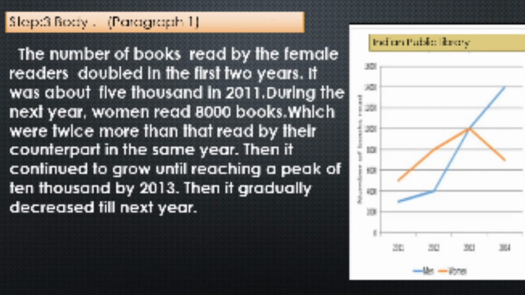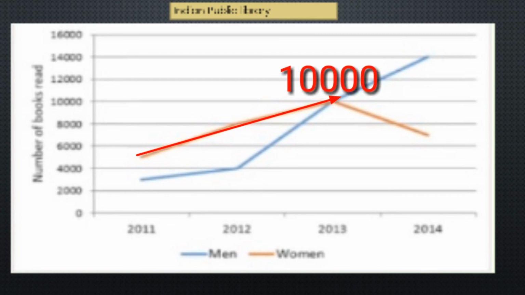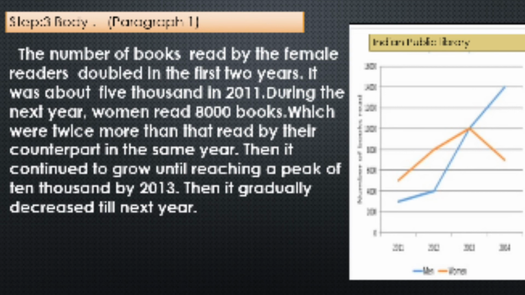So here you can see the change in the graph of women. Initially it rose, but it dropped in the year 2014. The number of female readers in the first 2 years, here you can see in 2011 and 12, increased. But in 2013 it reached the height of 10,000. In 2014 it slightly dropped to 7,000. So in this way, by analyzing the given data, we can write an analytical paragraph.